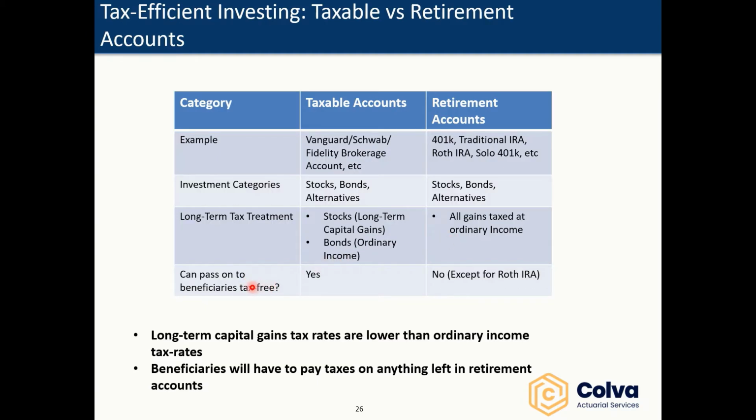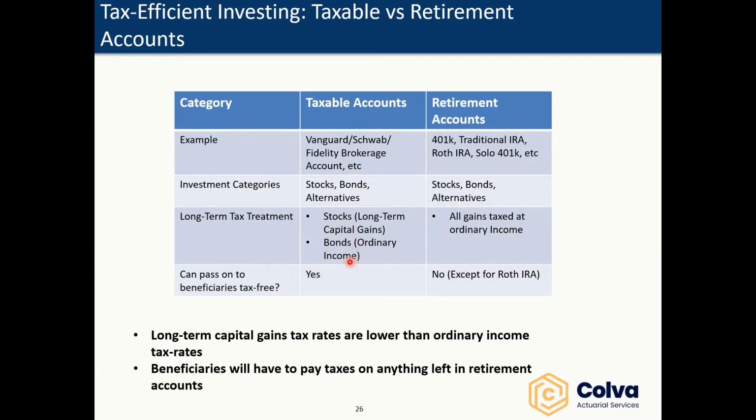The last thing is, can you pass on your wealth to your beneficiaries tax-free? If it's in a taxable account, you can pass on that wealth tax-free. Whereas, except for the Roth IRA, if you try to pass on that wealth, your children will pay taxes on it. And just to use a quick example, again, let's say we have our Apple stock. I bought it for $1,000. I keep it for 30 years.